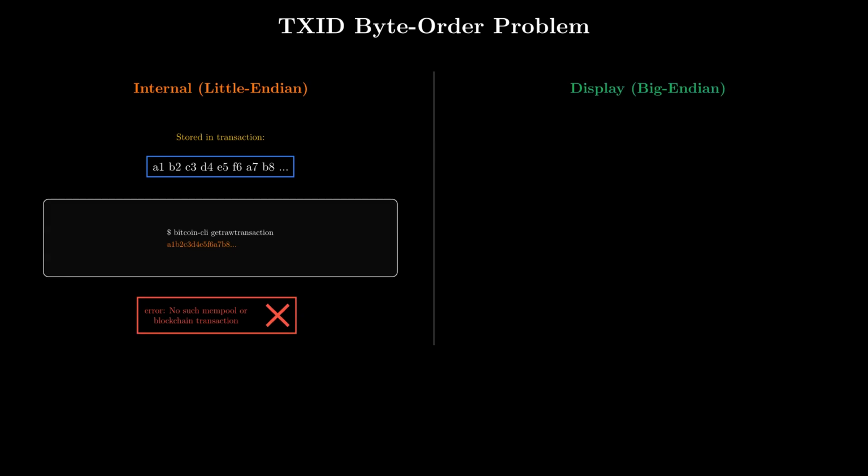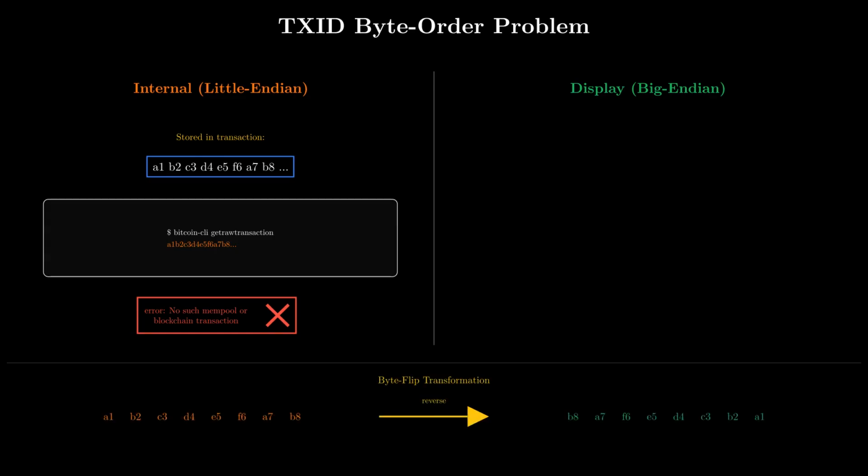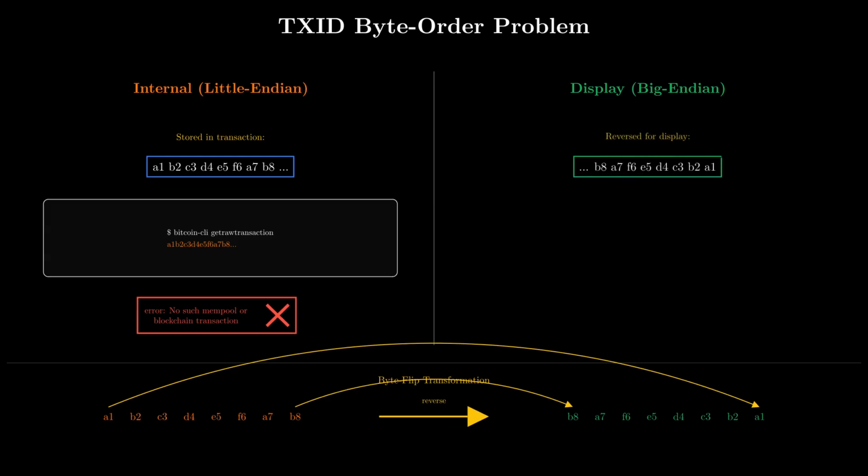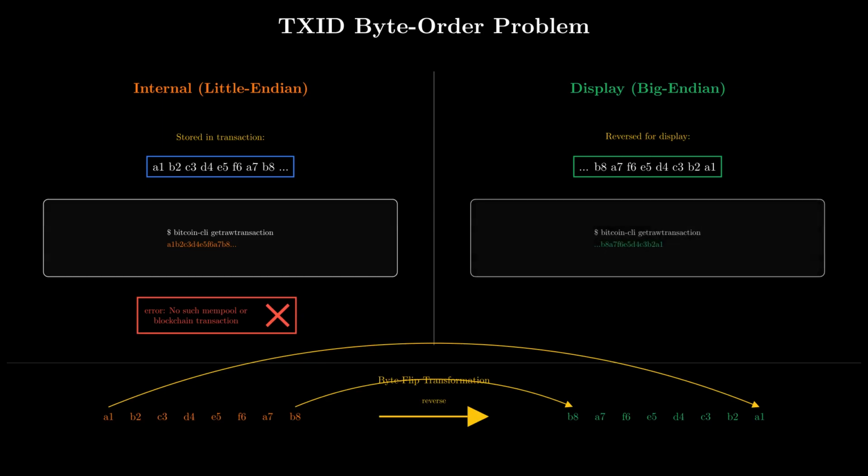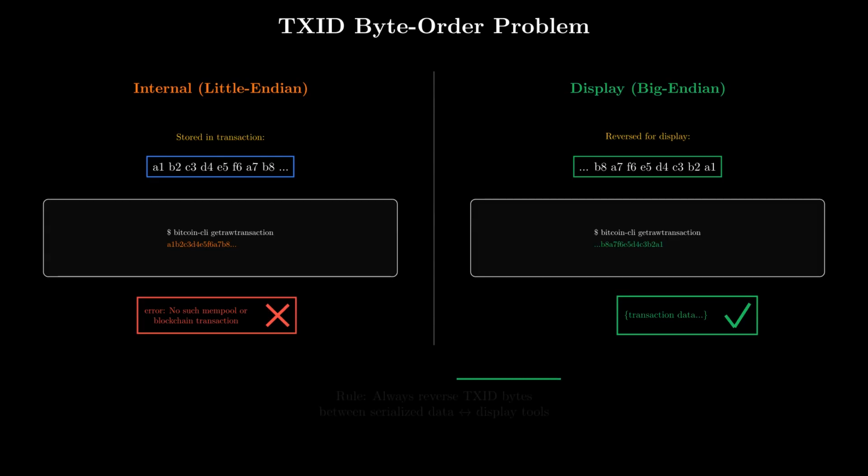Now on the right, we have the display representation, big endian. The fix is to reverse the entire byte sequence across all 32 bytes. So A1, B2, C3, D4, E5, F6, A7, B8 becomes B8, A7, F6, E5, D4, C3, B2, A1. Paste the big endian version into the same command, and the transaction is found successfully. Between these two panels, you can see the byte flip transformation.